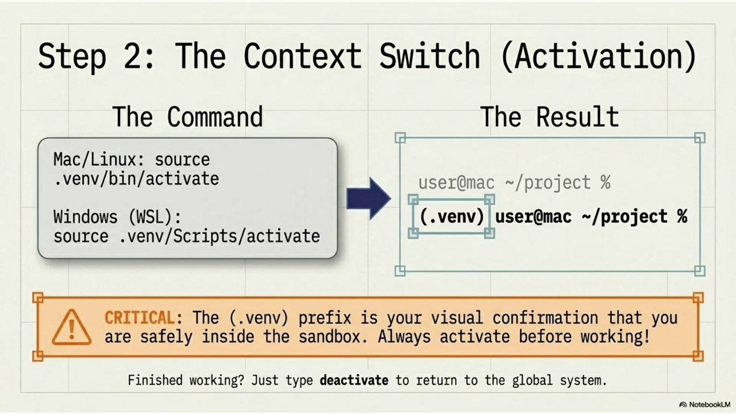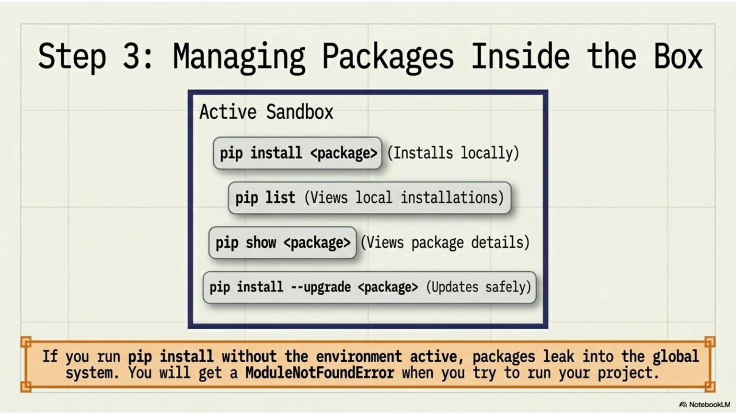This is the critical habit. Always look for that prefix before installing packages or running your script. If it's not there, you're in the wrong environment. When you're done working, type deactivate to return to the global system. The activation command must be run every time you open a new terminal session. It does not persist across sessions. Build the habit: open the terminal, navigate to the project, and activate.